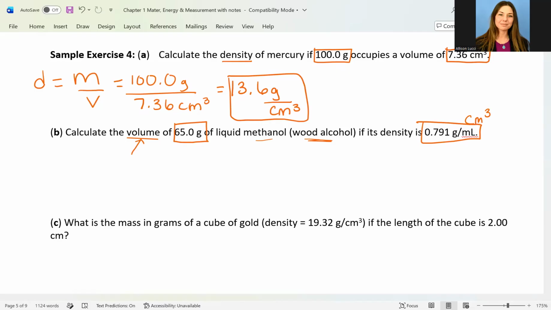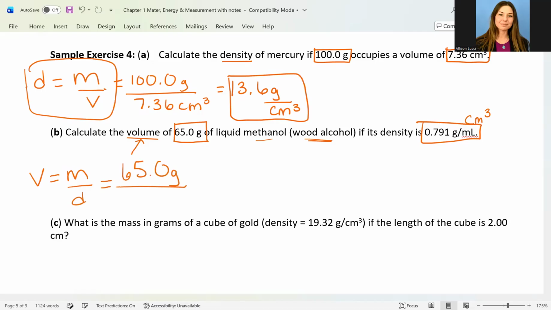So we're going to rearrange the equation that we used up here for density to solve for volume now. If we multiply both sides by V and divide by D, volume is now equal to mass divided by density. Let's plug in the values that were given, 65.0 grams divided by 0.791 grams per milliliter. We solve for our volume in milliliters, and that comes out to 3 sig figs because we have that many significant digits in each of our values, 82.2 milliliters.